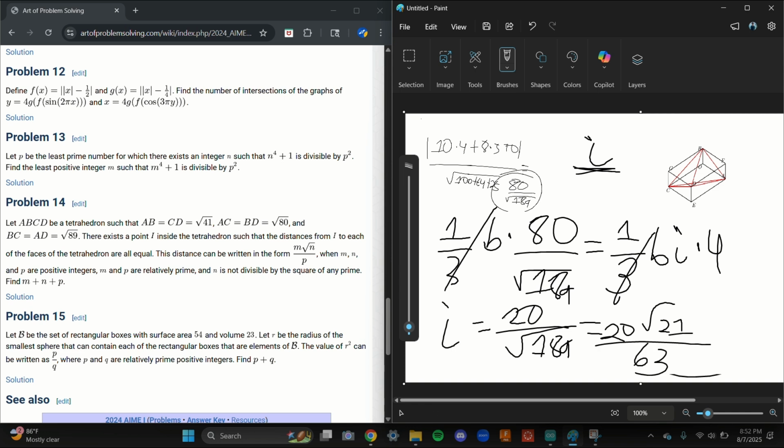And then we just add them up. So 20 plus 21 plus 63 gives us our final sum of 104. So 104 is the final answer for this problem.